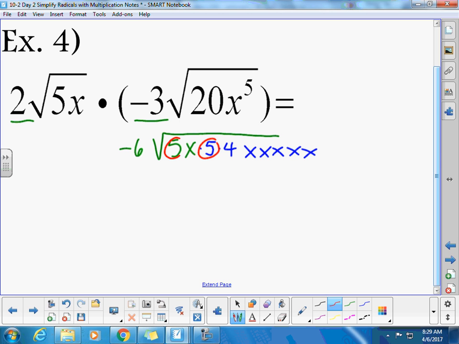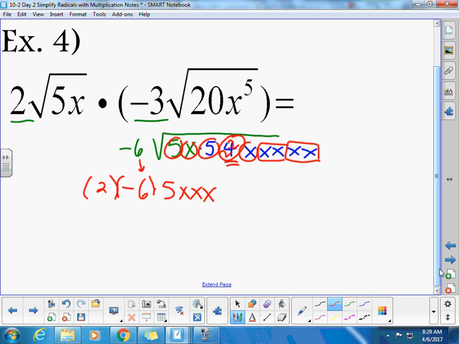I have a pair of 5s, so 1 comes out. I'm going to pull down that negative 6 from right there, and then times 5. And then I'm looking for pairs of 2 x's. There's 3 pairs of x's, so 3 x's come out. Square root of 4, I could have written that as 2 times 2, right? 2 times 2, so that is a pair of 2's. So a 2 can also come out. So what do I have under the radical? Nothing. We got rid of it all.